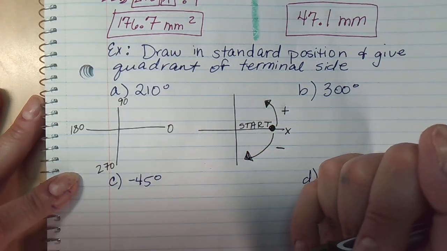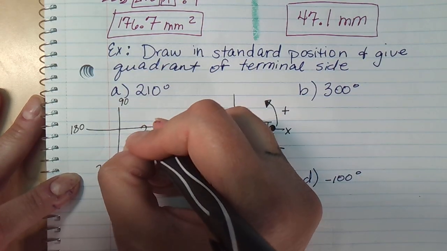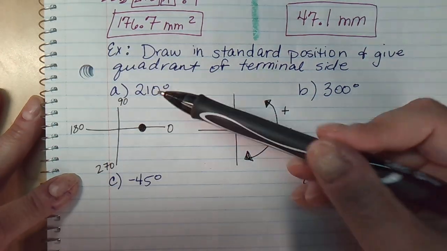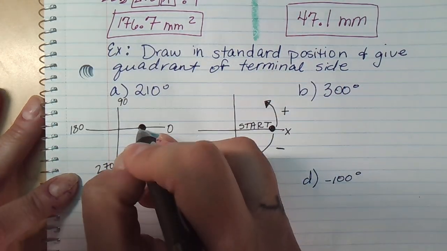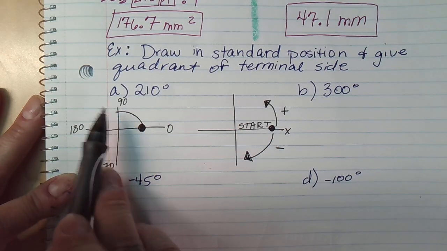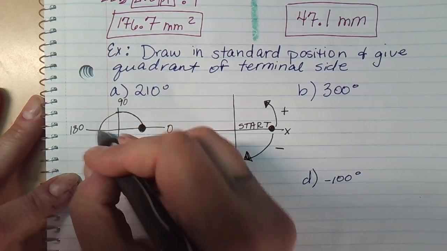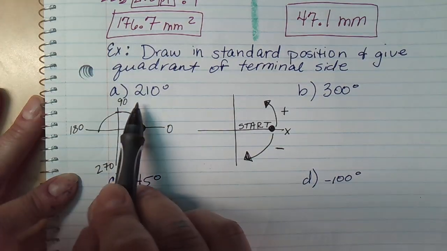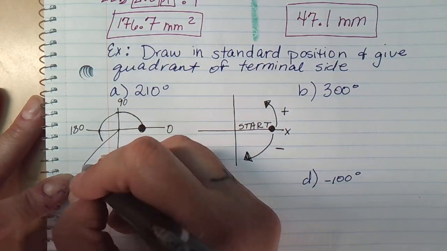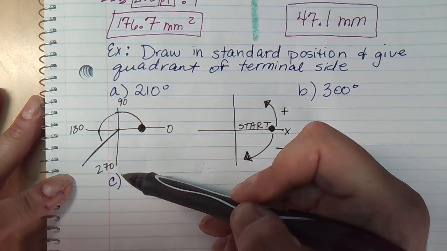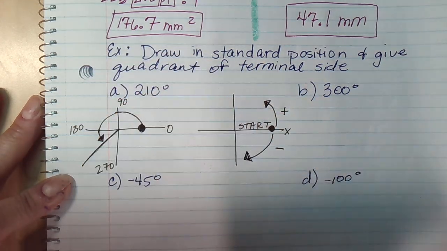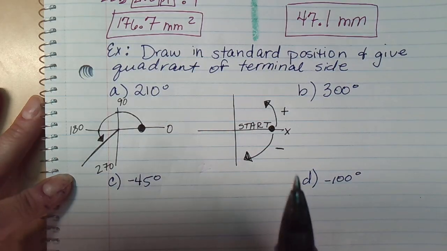Okay. And then now let's start. I'm going to draw my dot right here on the positive x-axis. Okay, my angle is positive, so I'm going to go up and around. I just crossed through 90. I just crossed through 180, but I need to go to 210. Well, 210 is somewhere over here. It's almost to 270. Okay, so this would be standard position.